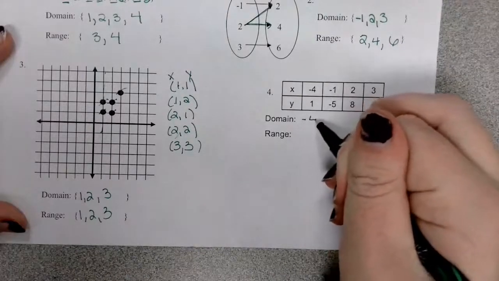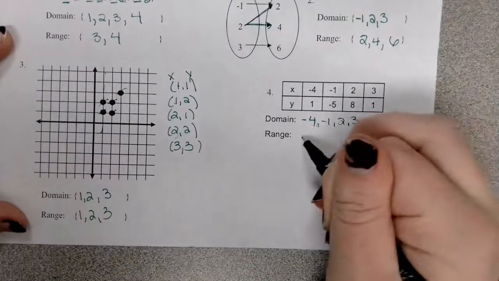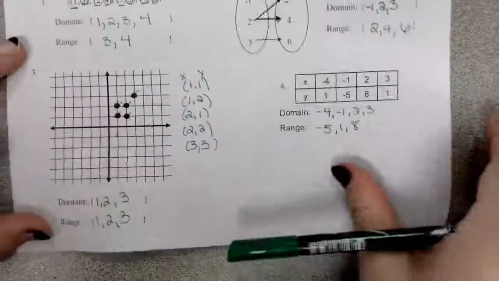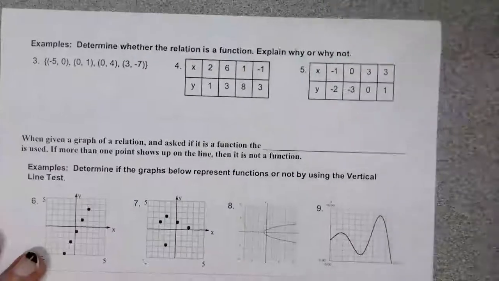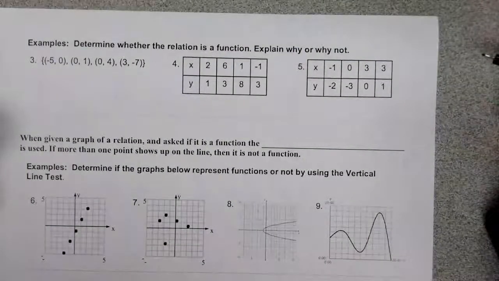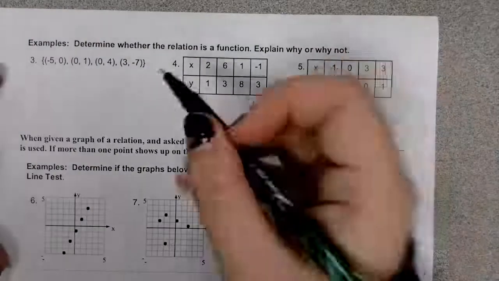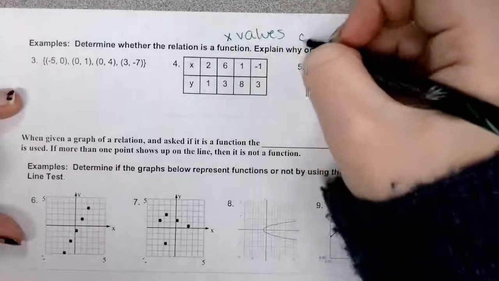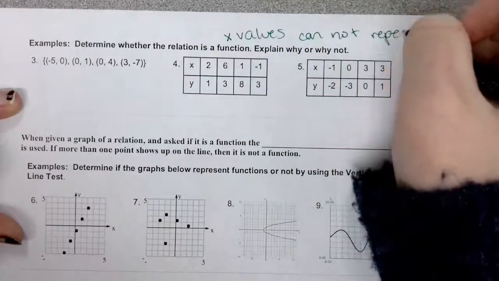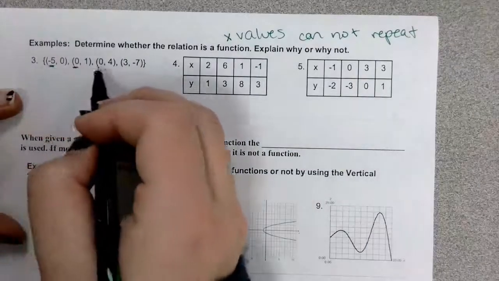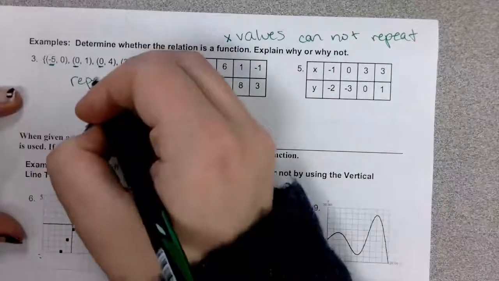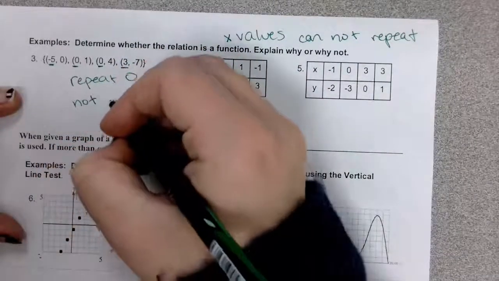I'm going to fill it in. Now on this side we are determining whether the relation is a function, and then we just explain why or why not. To determine if it's a function, we look at our x values. X values cannot repeat. So I have a negative 5, a 0, a 0, and a 3. And if you noticed, I repeated my zeros. So not a function.